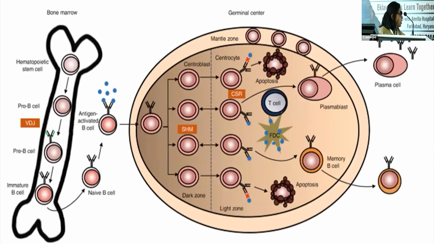Now, after multiple cycles of proliferation, mutation, and positive selection, the germinal center B cells differentiate either into long-lived memory B cells or plasma cells, and they again circulate in the circulation.